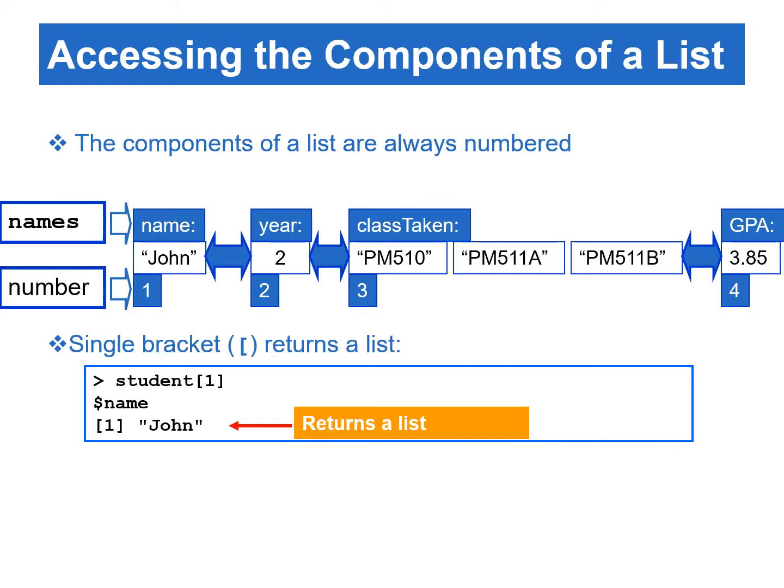The components of a list are numbered, based on their creation order. We can select one or more components from a list, by specifying their position numbers. There are several ways of accessing an element of a list. Using single brackets returns a list. In this example, we use a pair of single brackets to extract the first component of students. The returned result is a list object, containing only one element.